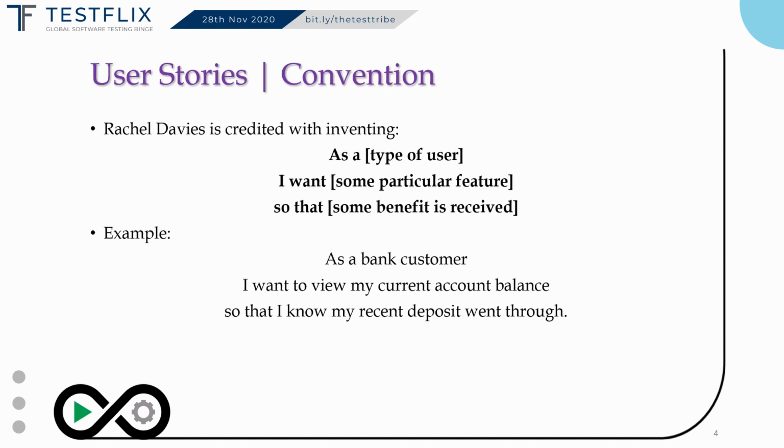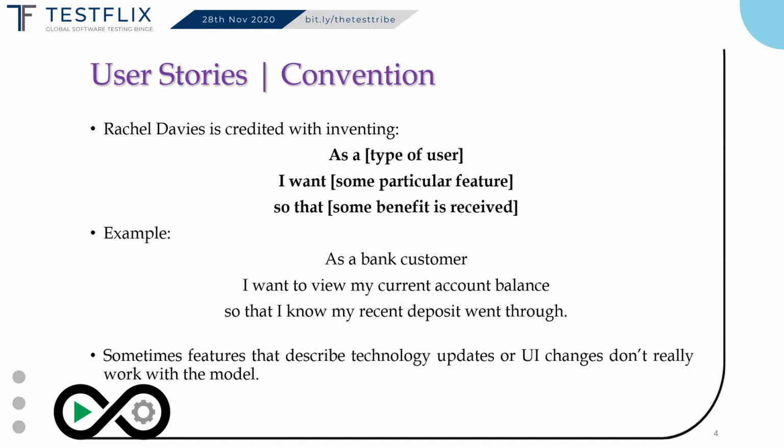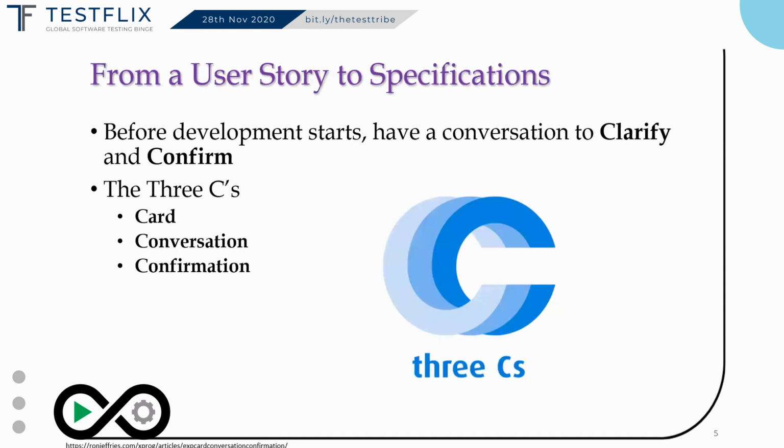While this technique is useful, even Jeff Patton, who's made it very popular in his user story mapping techniques, has said that it's oftentimes restrictive because it doesn't necessarily describe technology updates or UI changes very well. So we want to be more flexible and integrate testing as part of this upfront concern for refining our requirements. To do so, we follow the 3 C's rules.